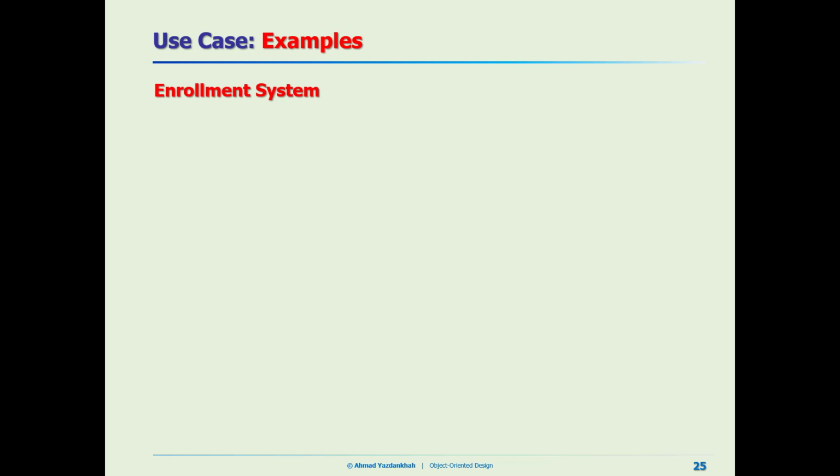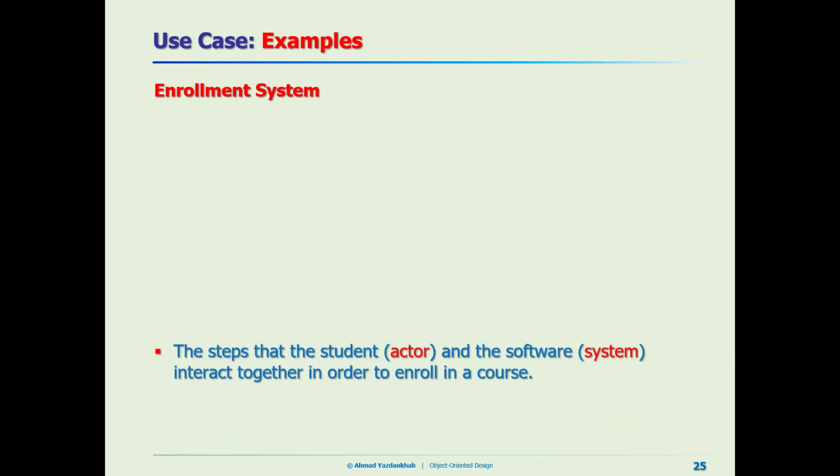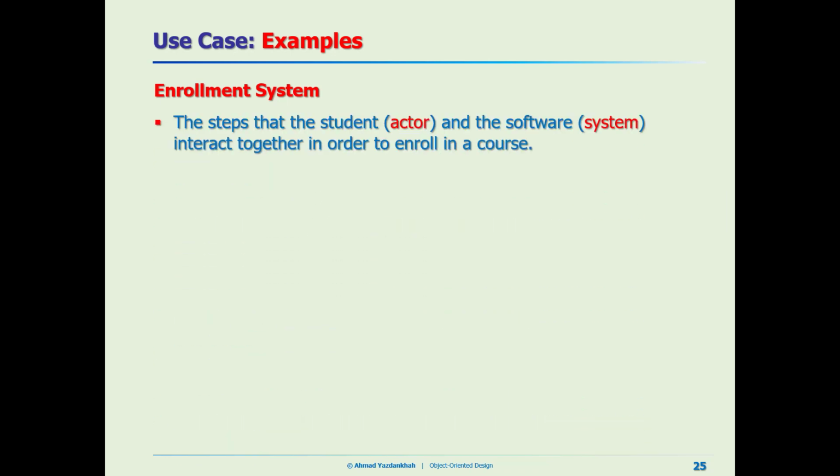Okay, so let me take an example about the use case to make it very clear. So let's assume that we are going to write an enrollment system. So in enrollment system, one party will be the student, the other party will be the system or the software. So we always have two parties that interact with each other. Okay. So here are some possible use cases. For example, login to system is a use case. Sign up is another use case, right?